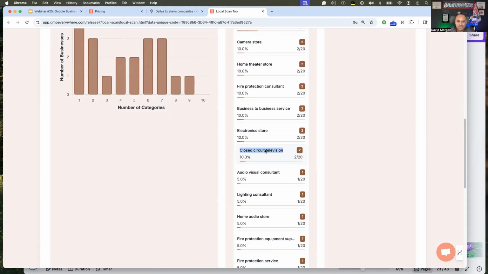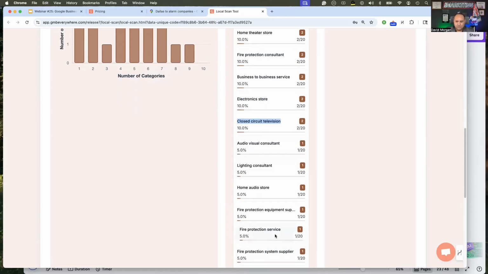I would imagine every single one of you here that install security, as an example, this should be one of the ones that you are focused on. If you do fire, by the way, there's only one of these 20 that has fire protection service, prior fire protection system supplier. Keep in mind, every single keyword and phrase that has local intent, that has the Google Maps, over time, you want to analyze it based on this, if that makes sense. And you want to make sure that you are being very methodical and very purposeful.